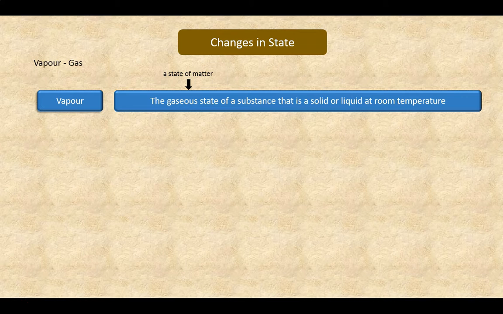Here are some examples. We talk about water vapor. We don't say water gas. We talk about alcohol vapor, not alcohol gas. And we talk about gasoline vapor. These 3 substances are liquids at room temperature. If we take iron, which is a solid, and heat it up high enough, it will melt, and its iron vapor will rise up from the surface.